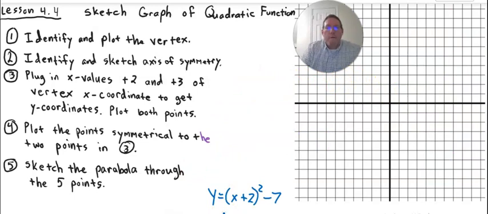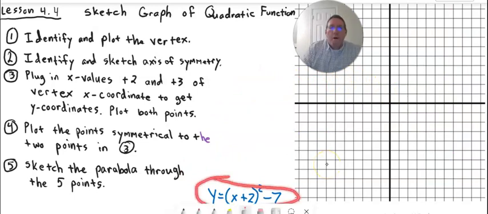All right, here's our last example. All right, so see what we have here? This is our y equals (x plus 2) squared minus 7. And we want to first identify and plot the vertex.